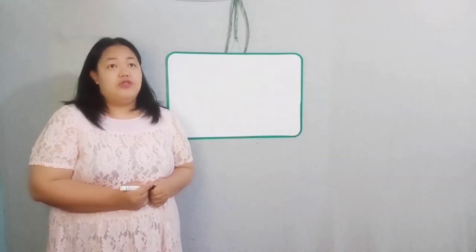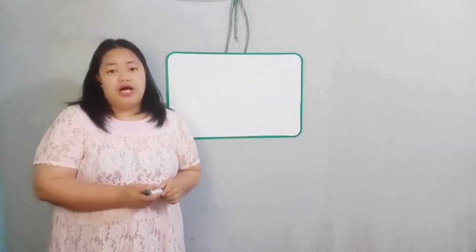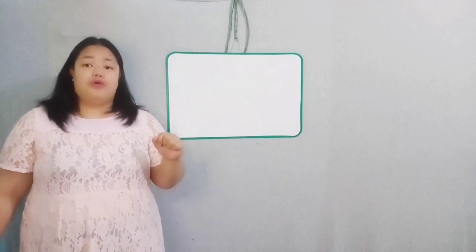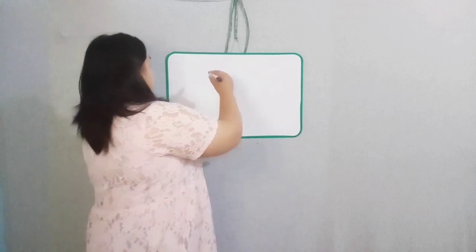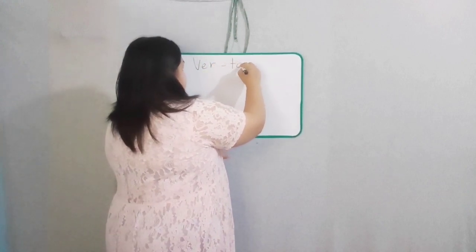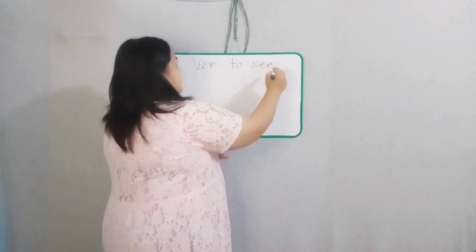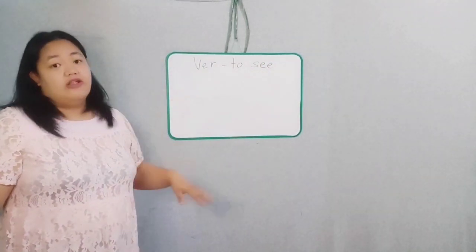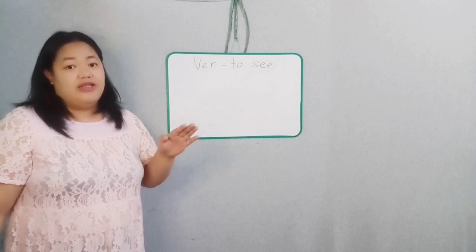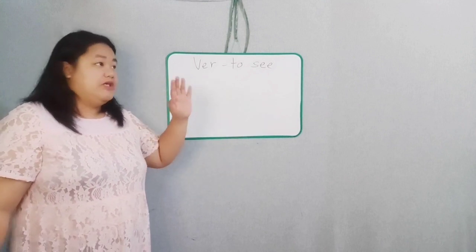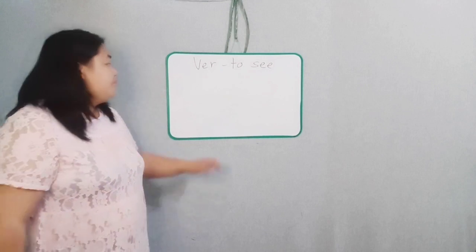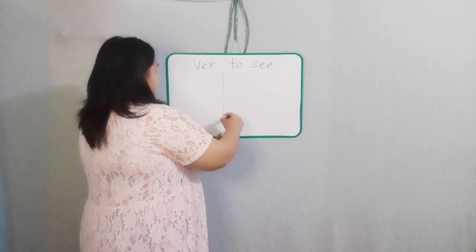Now for today's episode, we're gonna discuss a lot of our irregular verbs. We're starting off with the verb ver, which is to see. So this is an irregular verb because the yo form is different, and then the rest will be conjugated like an er verb. So let's see the conjugations of the verb ver.